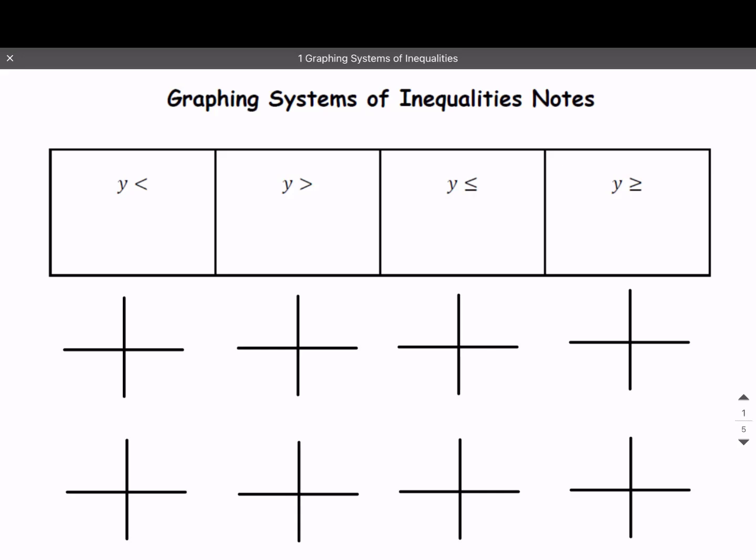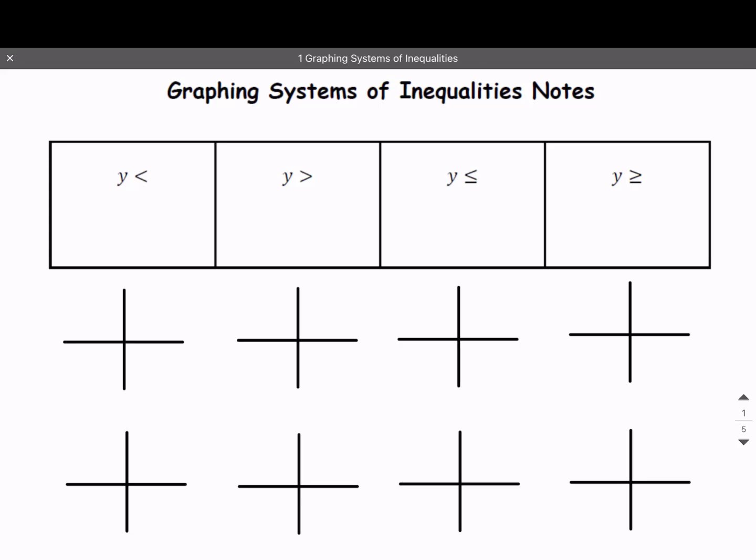The first thing we want to do is a quick review of what each of these four symbols in the boxes represents. So we have here y is less than. Now if y is less than something, it's smaller or below it. So when we graph the line, we're going to shade below. But notice also, it's only less than, it's not or equal to. So our points on the line will not be part of our solution set. So we don't graph a solid line, we graph a dotted line. So that means we would graph a dotted line like this and then shade below the line.